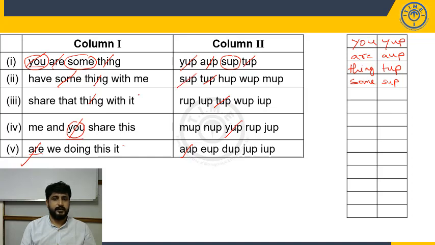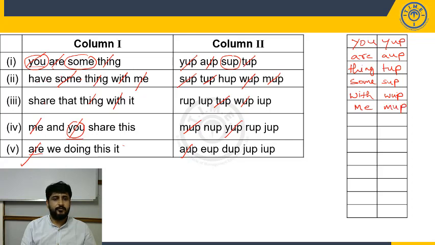Next, "have" and "with" and "me". In these two statements, we have "with" common, only "with". So what is the only common code? WUP. So the code for "with" is WUP. Next, "have" and "me". In the second and fourth statements, only "me" is common. What is the common code? MUP. So the code for "me" is MUP.